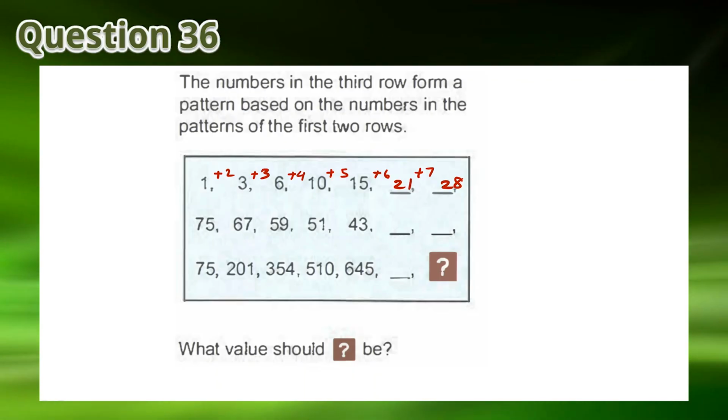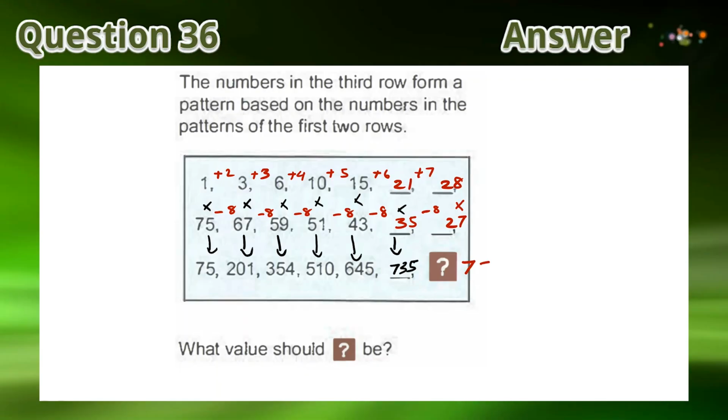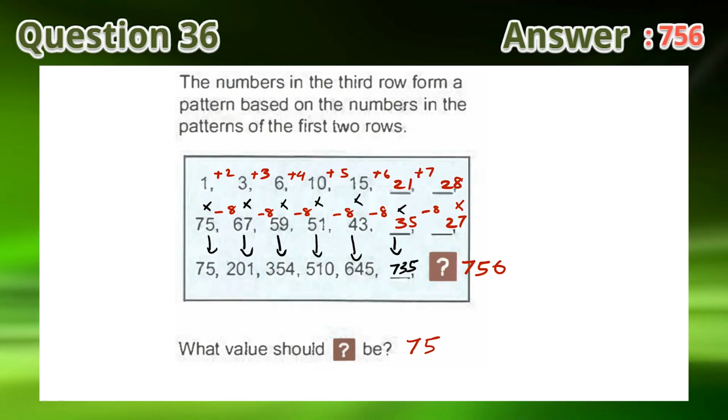In the second row, the pattern is that each term differs by 8. We minus 8 to get to 67, minus 8 to get to 59, minus 8 to get to 51, minus 8 to get to 43. So the next two terms must be 35 and 27. We find that the third row is formed by multiplying the corresponding term in the first and second row. This means that the question mark can be formed by multiplying 28 by 27, which is 756.